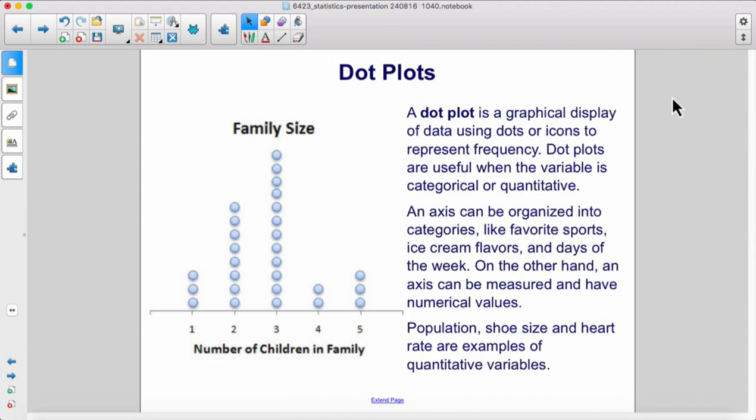A dot plot is a graphical display of data using dots or icons to represent frequency. Dot plots are useful when the variable is categorical or quantitative. An axis can be organized into categories, like favorite sports, ice cream flavors, and days of the week. On the other hand, an axis can be measured and have numerical values. Population, shoe size, and heart rate are examples of quantitative variables.